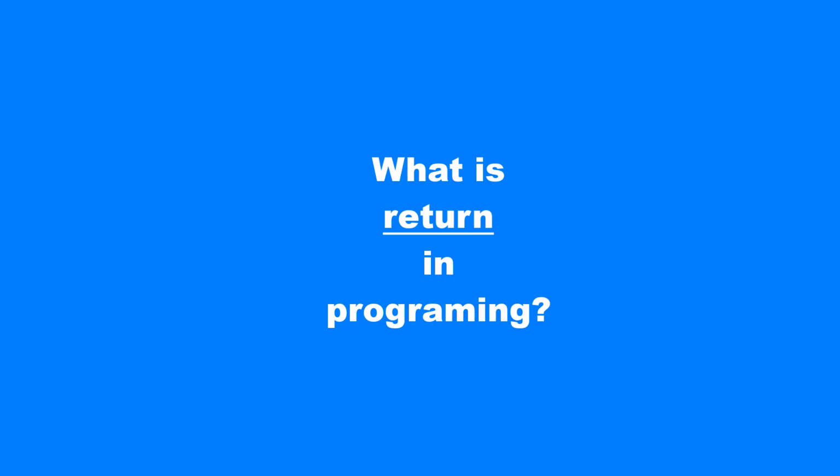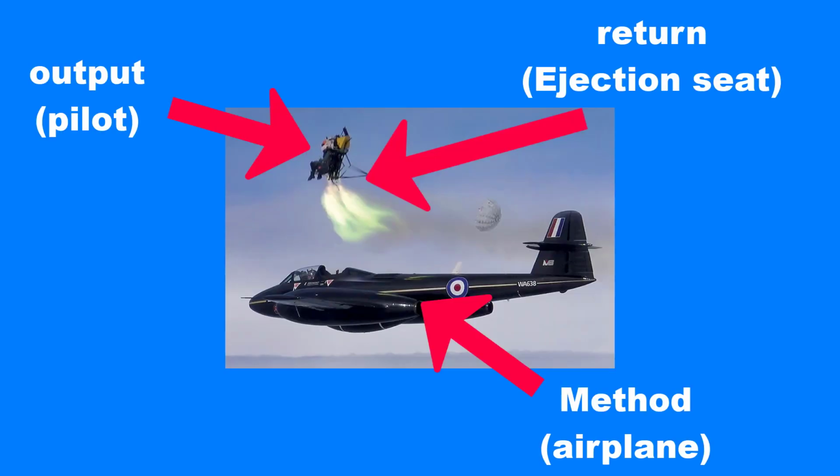What is return in programming? This image is the best way to explain it. Return is like an ejection seat. It takes a variable out of a method to be used for different purposes. You might ask how to use it.